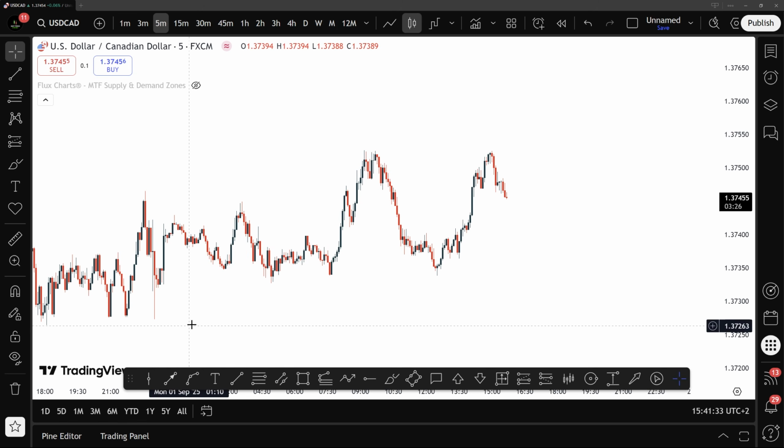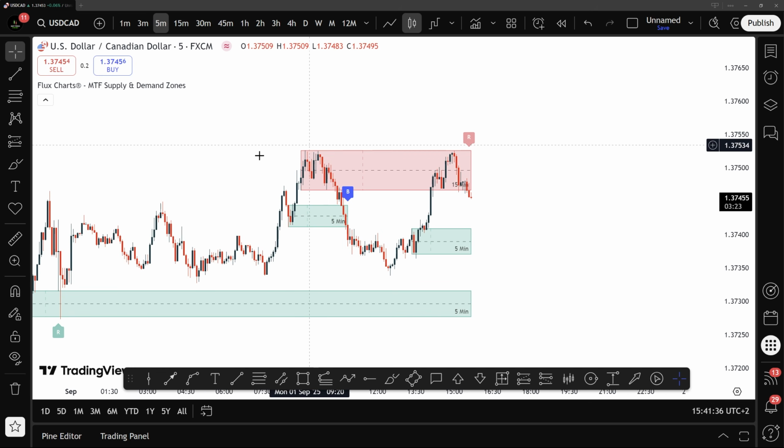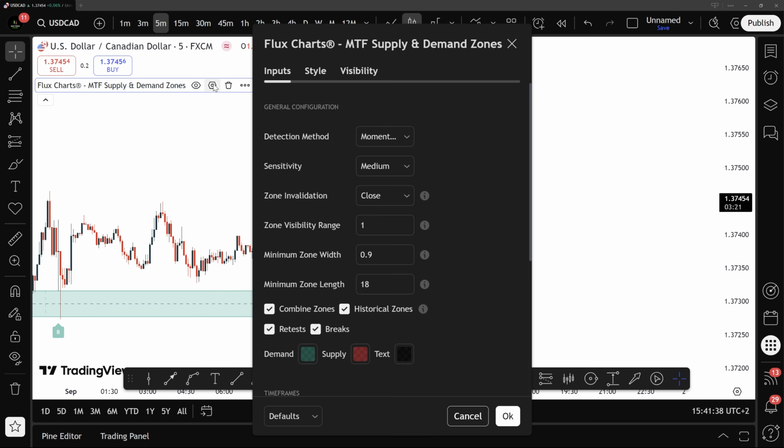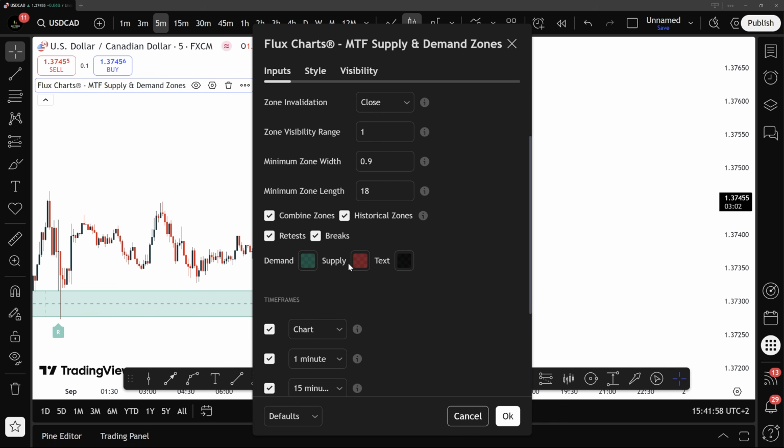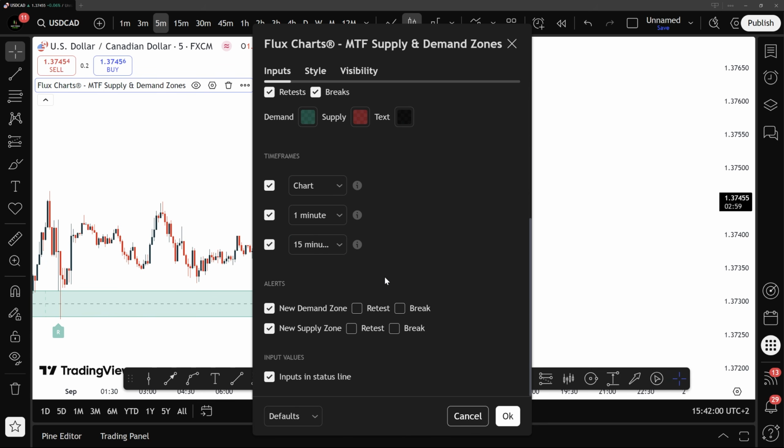Oh, by the way, before we move on, here are my settings on the indicator. We have the detection method on momentum, sensitivity set to medium, but I like to play around with it from medium to high, zone invalidation to the close, zone visibility range is 1, obviously, minimum zone 0.9, and so forth. You can just copy my settings here.